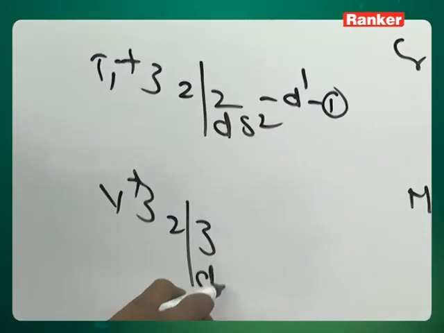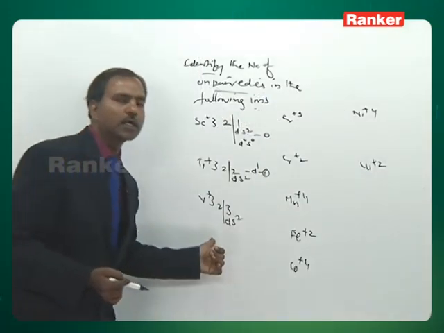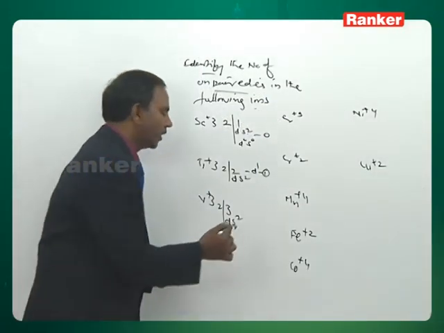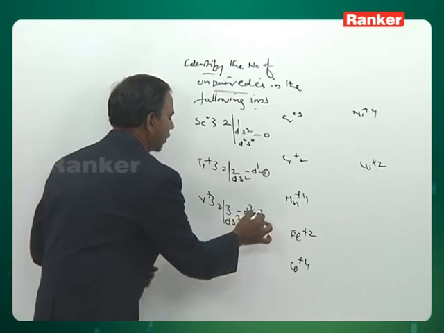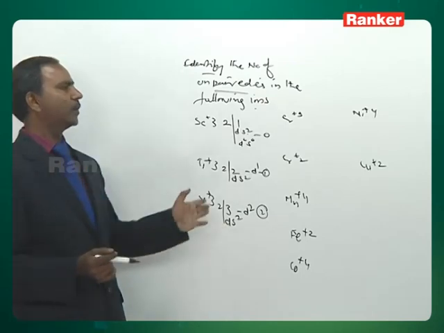23. Put a line, second digit is what? Configuration d3s2. How many electrons lost from here? 3. What is remaining? Then it is d2. How many unpaired electrons? 2. Like this you can easily calculate.